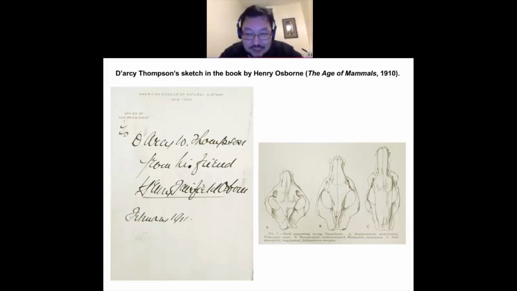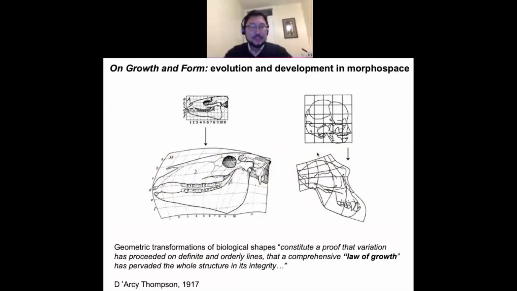And if you look carefully at the illustrations of this book, these are illustrations of several mammalian skulls. If you look really close, you'll see faint outlines of a geometric grid placed around the skulls, which is fascinating because that's exactly the approach he was using very widely in his book, where he was trying to understand within geometric space how the entire skull changed.